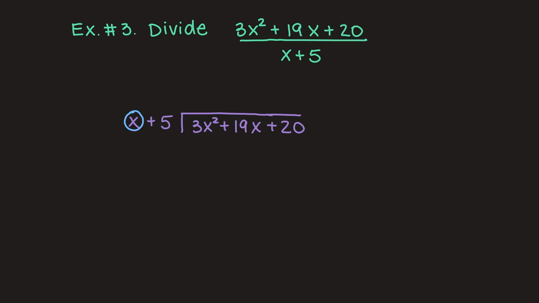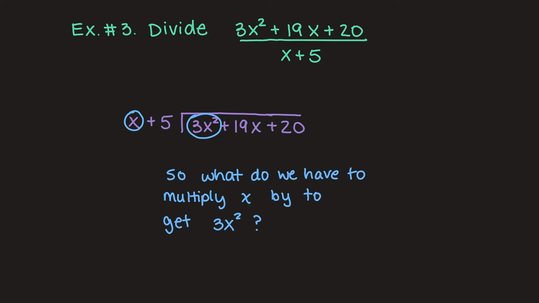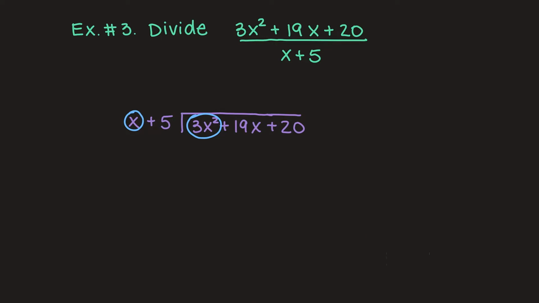We will work with the x in x plus 5, and we want to see how many times x can divide into 3x squared evenly. So what do we have to multiply x by to get 3x squared? That's just 3x, since x times 3x is 3x squared. So this time we will place that right here so that the terms in the quotient line up according to the degree in the dividend.